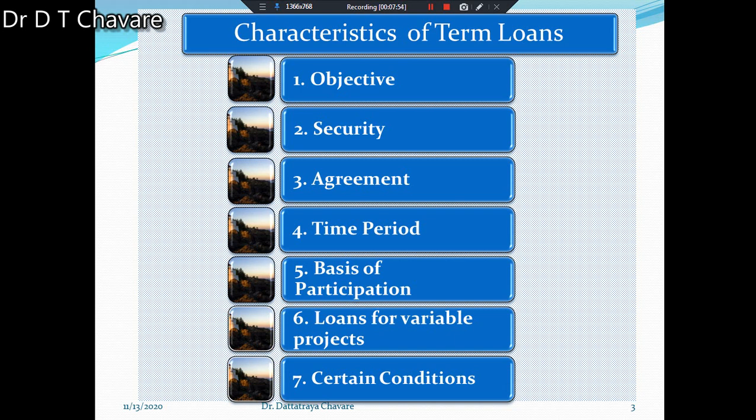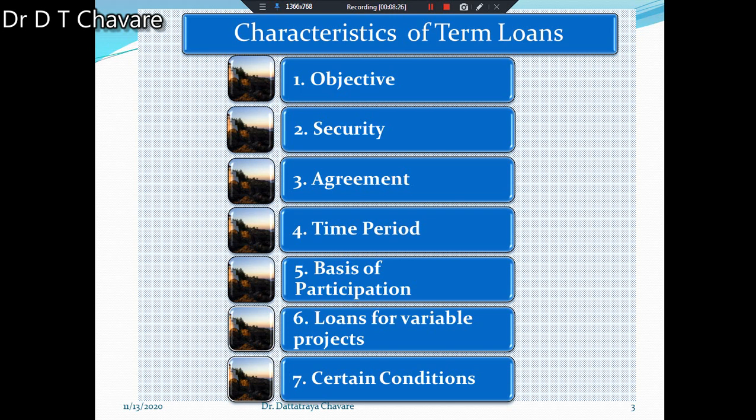Number one, no further loan will be taken against the security. Next, cash flow will be properly maintained. Next, the debt equity ratio will be maintained as per the norms. Next, the dividend shall not exceed the agreed rate. Next, the loans will become repayable before maturity if the agreement is violated.